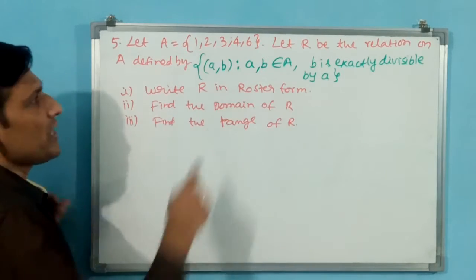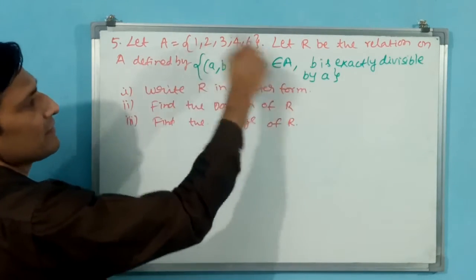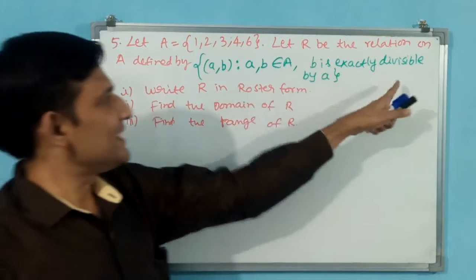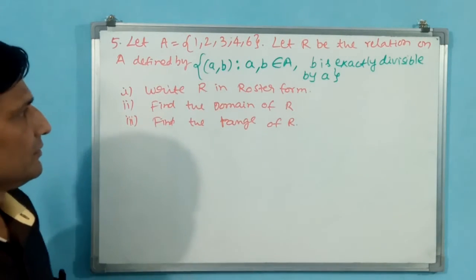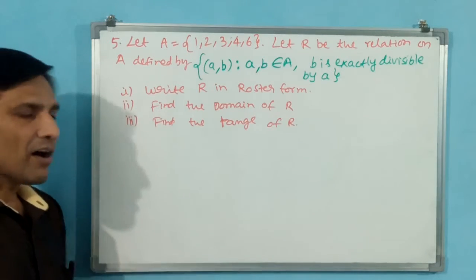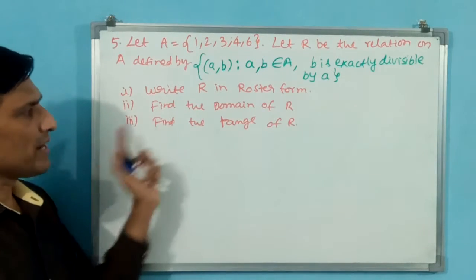(a, b) belongs to A. A means this one, set A. Okay. b is exactly divisible by a, he is asking us. Okay. Write R in roster form. Find the domain, find the range.